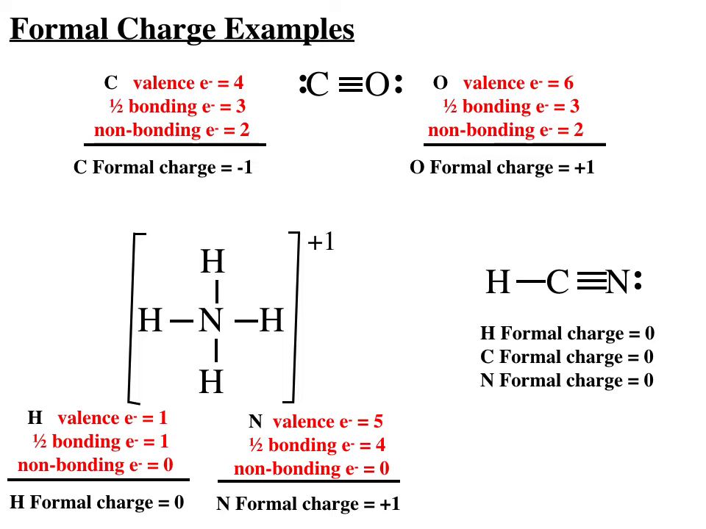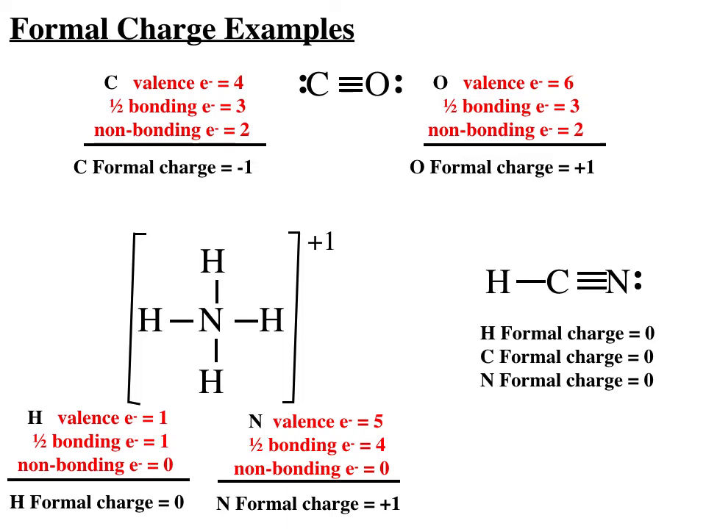Now notice that the total formal charge on all atoms is +1 and -1. It's 0. That adds up to the total charge on the molecule itself. Carbon monoxide is neutral, so the sum of all formal charges on all atoms has to be neutral, just like we see here. Now let's look at the case of ammonium.